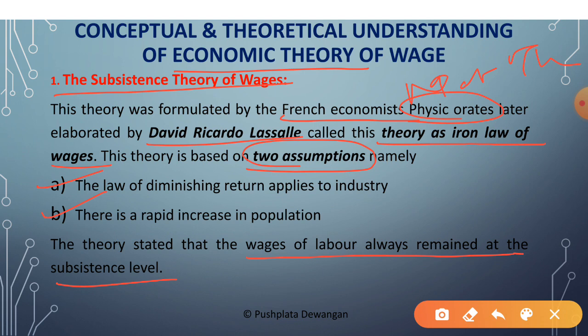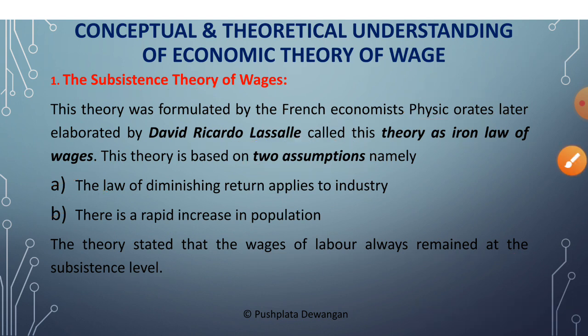This theory meant that the minimum subsistence is required for the support of the laborer and his family, in order to ensure a continuous supply of labor. So according to the theory, the laborer should be paid just enough to live and to continue his clan.